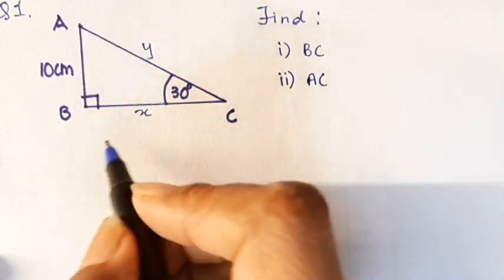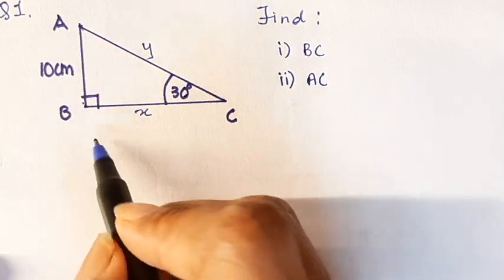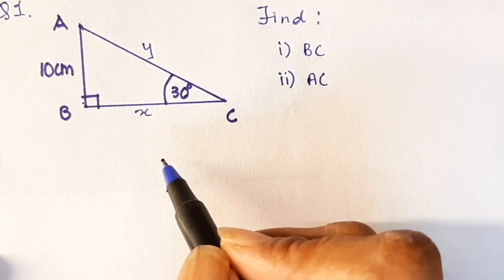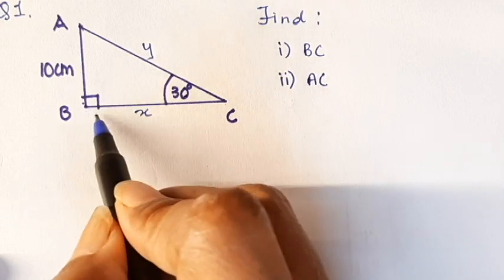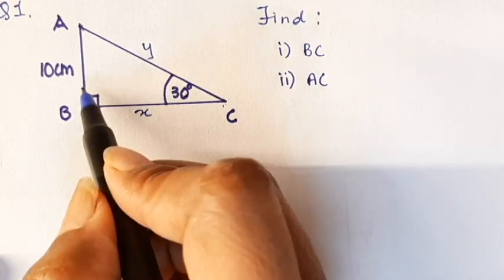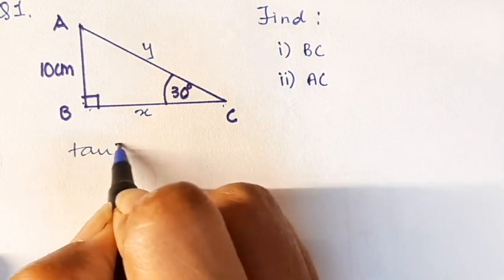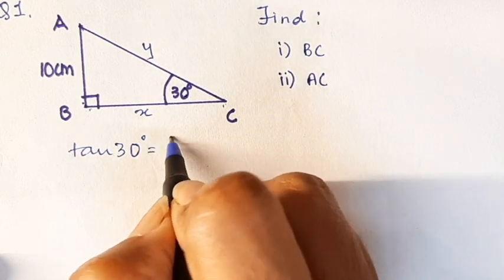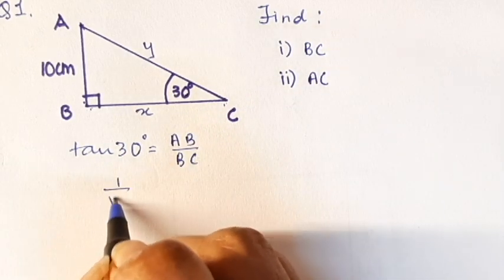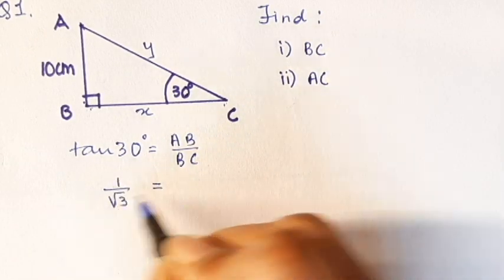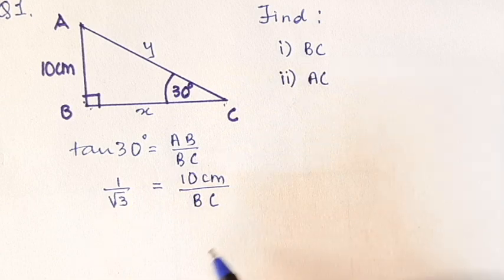Now in this right triangle, we are going to link 30 degrees with which side is given and which side is to be found out. So the side which is given is AB, which is opposite to 30, and BC is adjacent. Now opposite upon adjacent is your tan ratio. So we have tan 30 degrees is equal to AB upon BC. Tan 30 degrees is 1 upon root 3. So 1 upon root 3 is 10 centimeter upon BC, which is X.